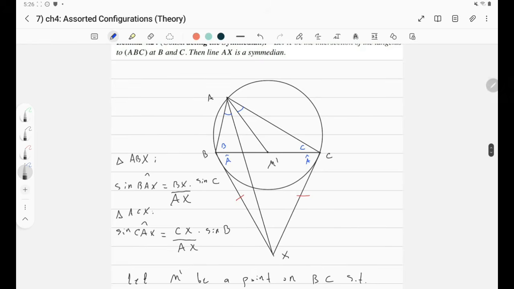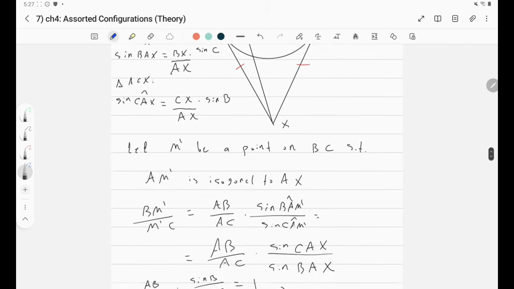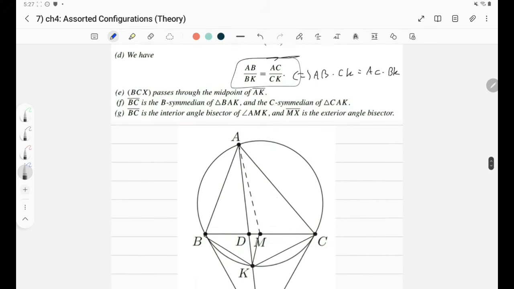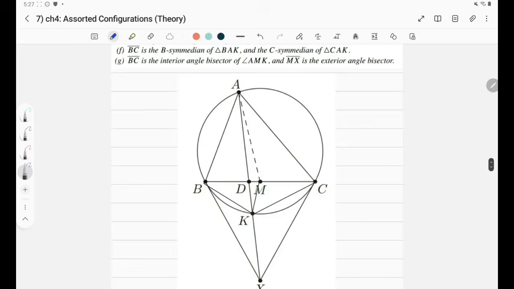And we discussed how to construct a symmedian. Just draw the 2 tangents, and AX is your symmedian. We have tons of properties of the symmedian. We know that if you have a symmedian like this, then the symmedian is the symmedian of ABC and BKC. But also BC is the symmedian of the triangles ABK and ACK.